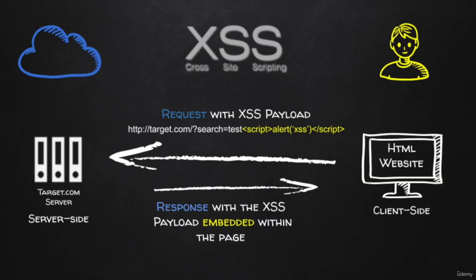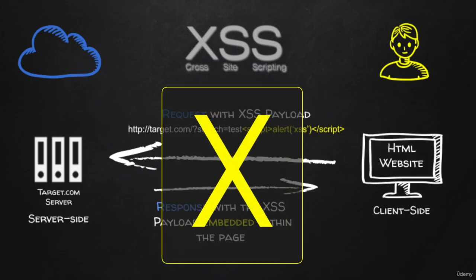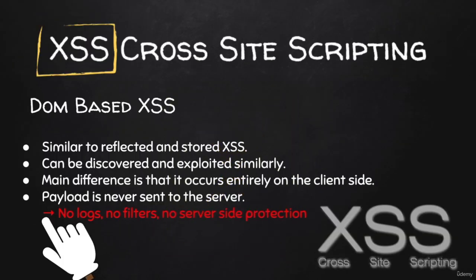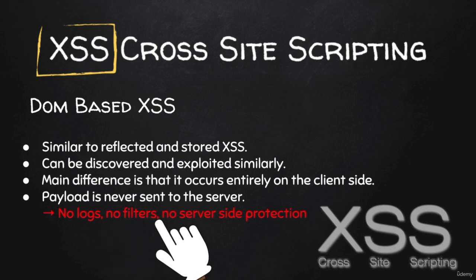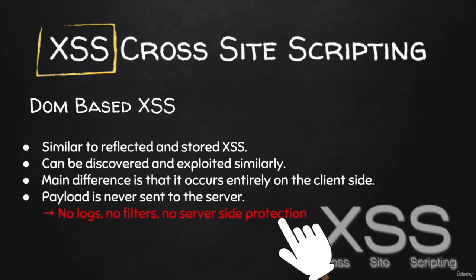So we have reflected, stored, and DOM is the third variant of XSS vulnerabilities. The only difference is there is no communication between the client and the web server when we exploit such vulnerabilities. Therefore, nothing is going to be stored on the server side. There are no logs to show that this has been exploited. If you have server-side filters, they're not really going to work because, again, nothing is sent to the server. Any kind of protection you have on the server side is useless because nothing is being sent to the server.